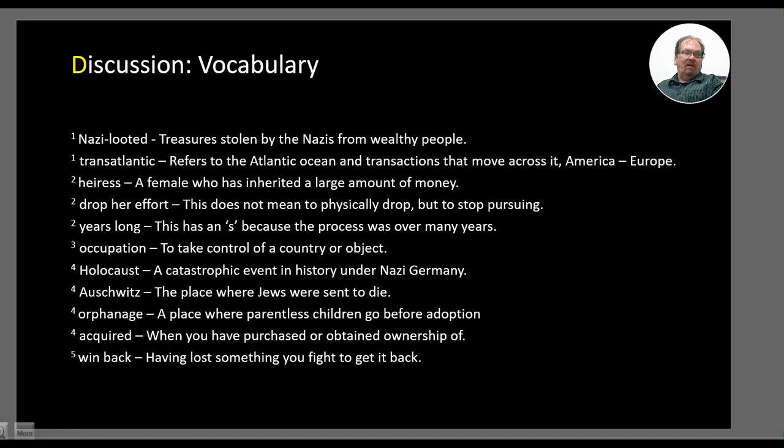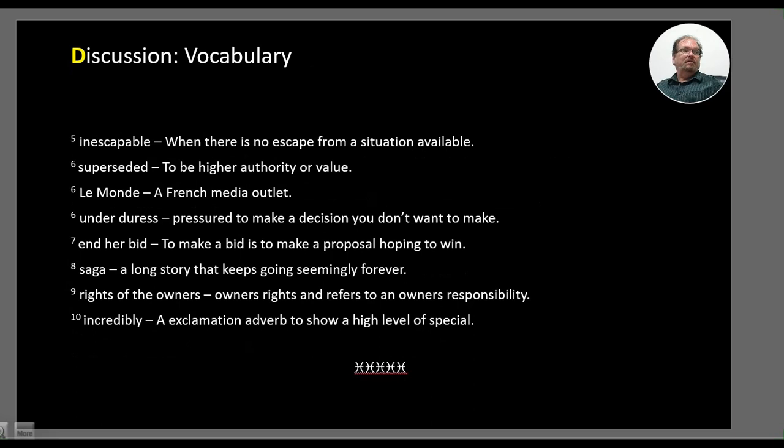Win back. Having lost something, you fight to get it back. And if you win it back. Inescapable, when there is no escape from a situation available. In here is a no, not. It's a negative. Superseded, to be higher authority or value. Super is higher. Le Monde, it's a French media outlet and the newspaper. Very popular in France. Under duress, pressured to make a decision you don't want to make.